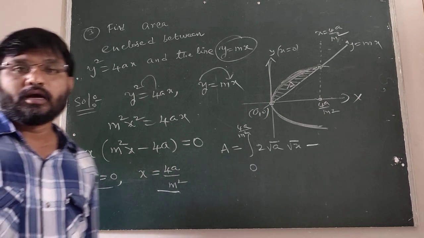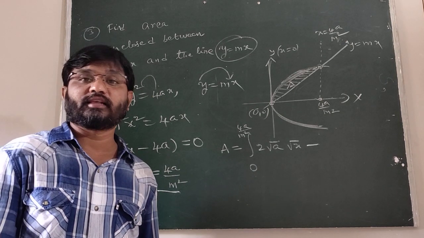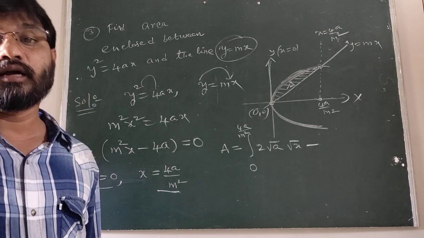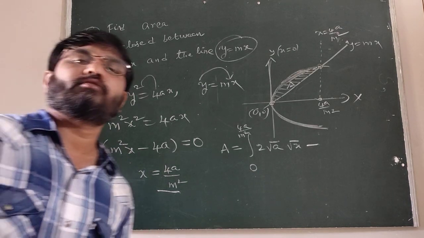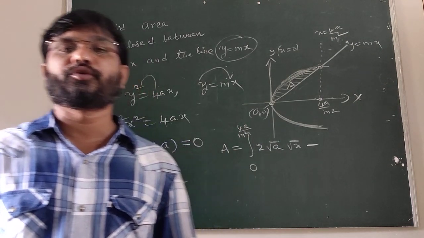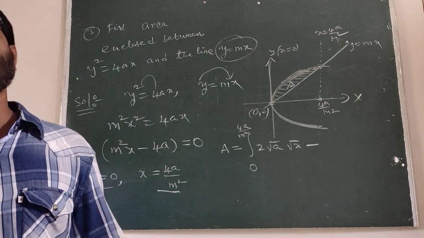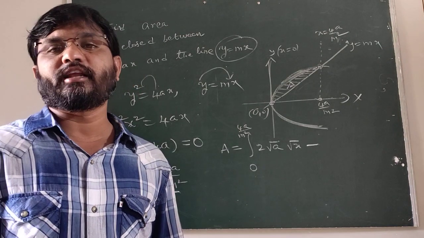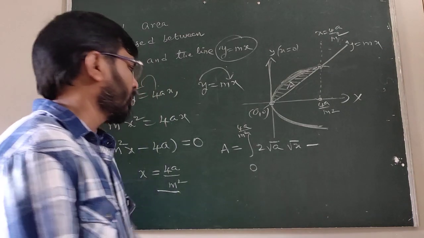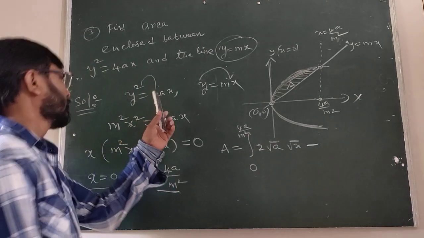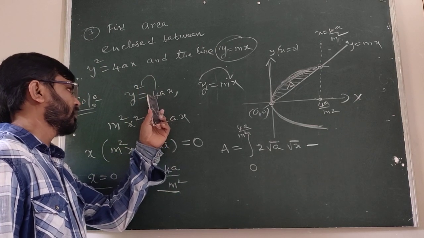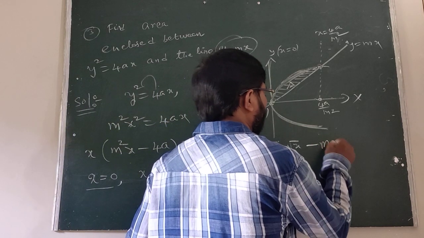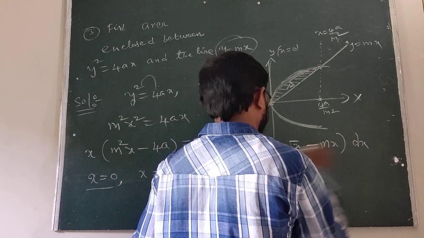Yesterday I drew the graphs. When two curves are bounded by the lines x equals a and x equals b, then the required area is integral a to b of y1 minus y2 into dx. Therefore, y1 is root 4a x, that is 2 root a root of x, and the other one is mx, whole of dx.